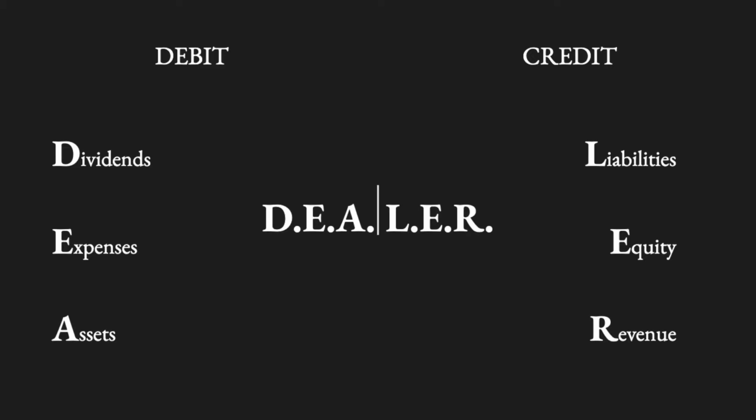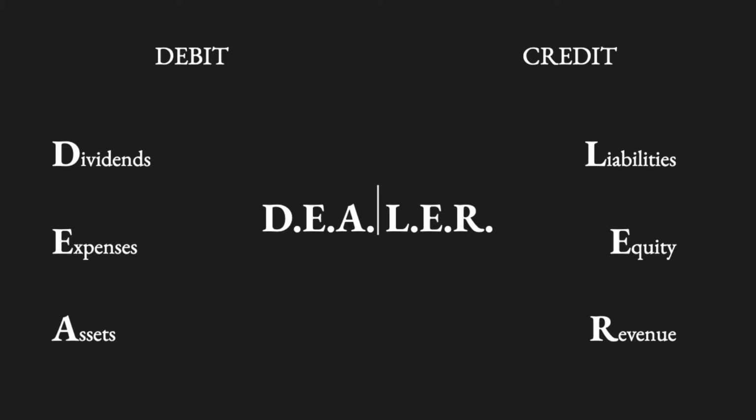So the way I first learned it, and the way I'm going to teach you guys to do it, is to use this acronym called DEALER. DEALER stands for dividends, expenses, assets, liabilities, equity, and revenue. You draw a line straight down the middle of the word dealer, so between the A and the L, and that splits it in half, and that tells you what side is debited and what side is credited.